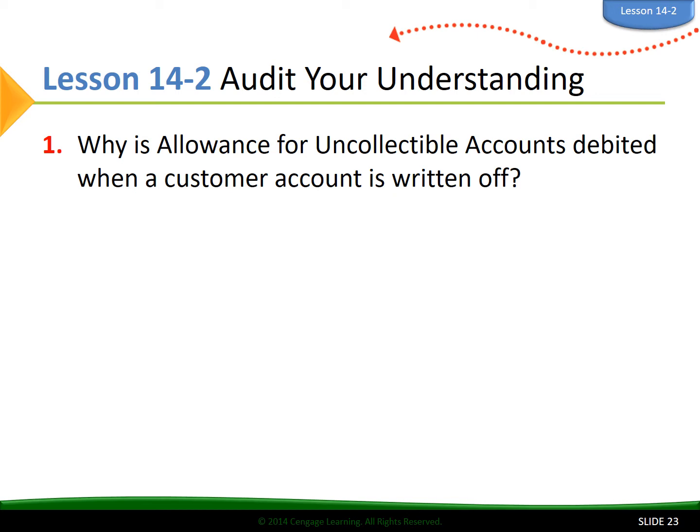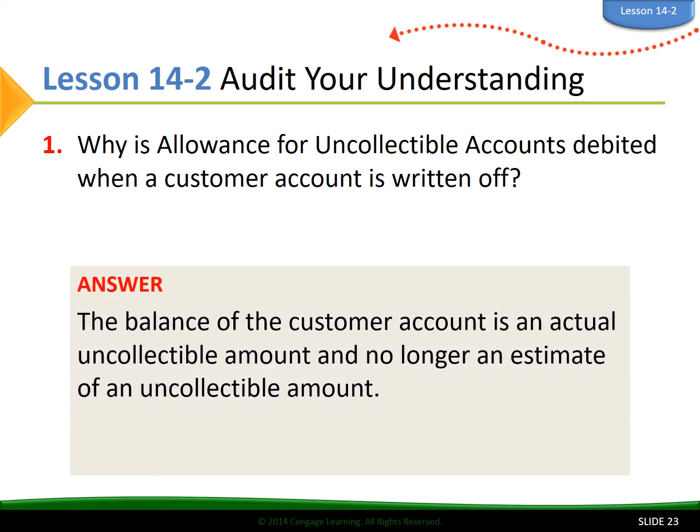We're on to the review part of section 2 of chapter 14. Why is allowance for uncollectible accounts debited when a customer account is written off? The balance of the customer account is an actual uncollectible amount and no longer an estimate of an uncollectible amount.